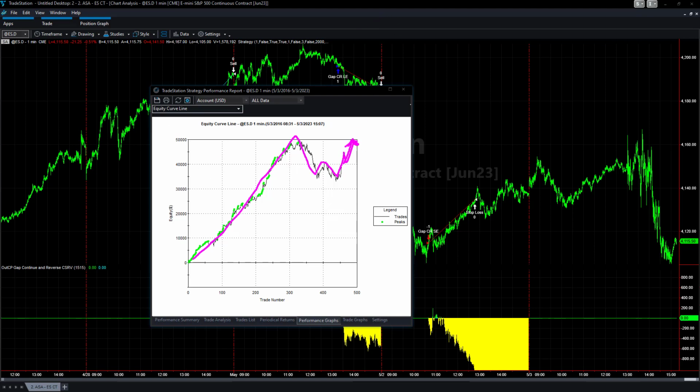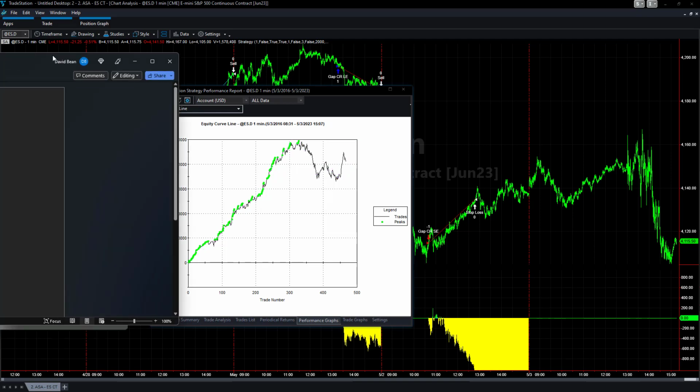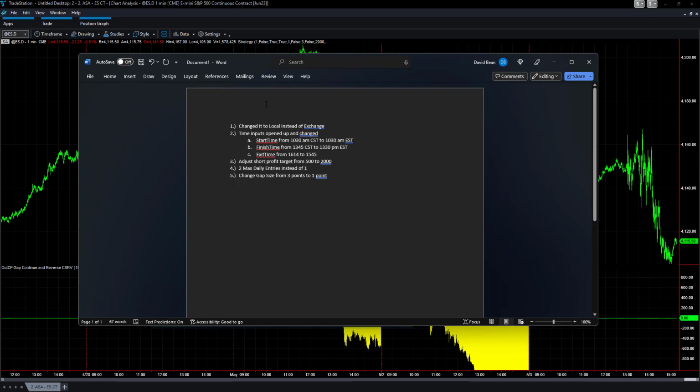But I've made some very simple adjustments that really improve this strategy. So it's always great when you can make a small adjustment and improve it. And so here is a list. I'm going to show you the adjustments, and then I'm going to show you the updated portfolio results. These are the changes that are being made.